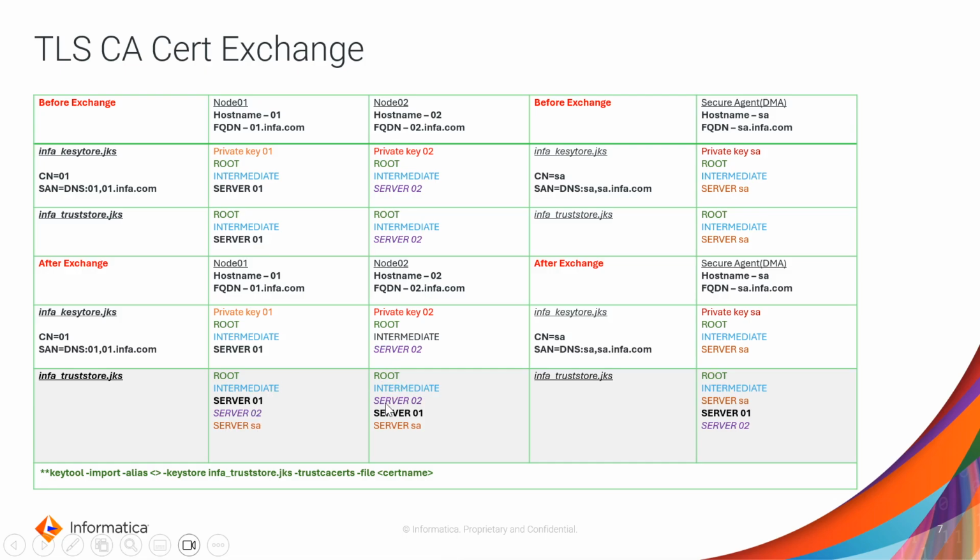Similarly, for node 02, root, intermediate, and its own server certificate were already there, and it has additional entries of the server node 01 certificate and the secure agent certificate. And the secure agent has root, intermediate, its own server certificate, along with the server certificates of node 1 and node 2. Now the certificates are successfully exchanged among the trustor.jks files of node 1, node 2, or the CDI-PC domain, and the secure agent. Now secure agent and CDI-PC domain can successfully communicate or do a handshake with each other.